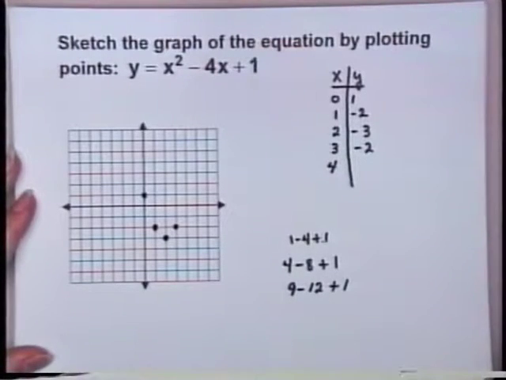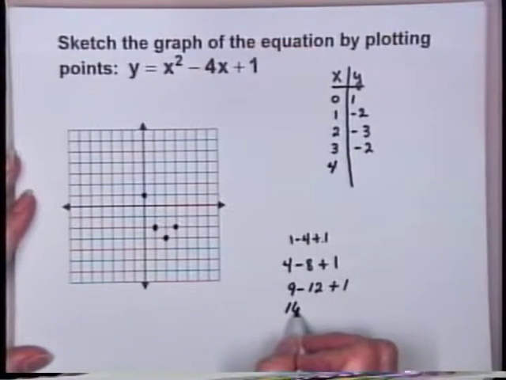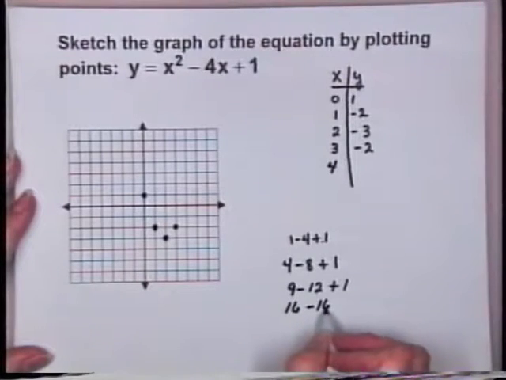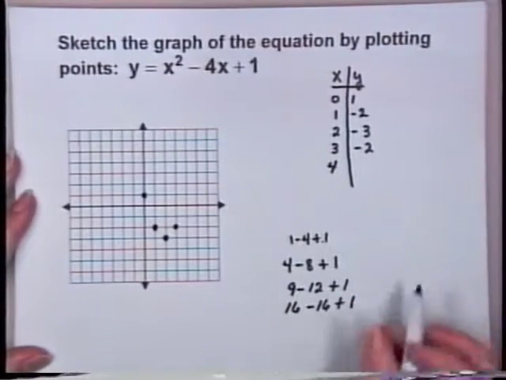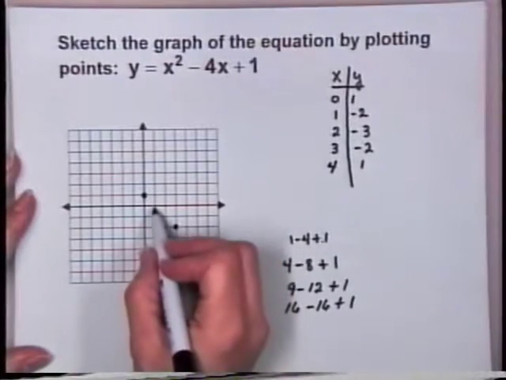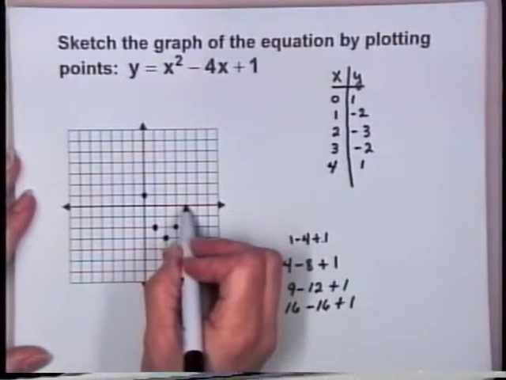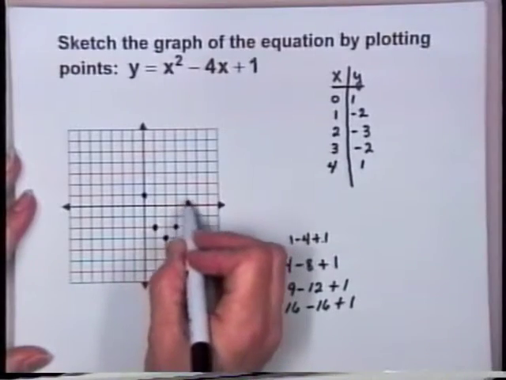Let's choose x to be 4. 4 squared is 16. 4 times negative 4 is a minus 16. Then you have a plus 1. Well, 16 minus 16 is 0. 0 plus 1 is 1. So that's 1, 2, 3, 4, 1. There we go.